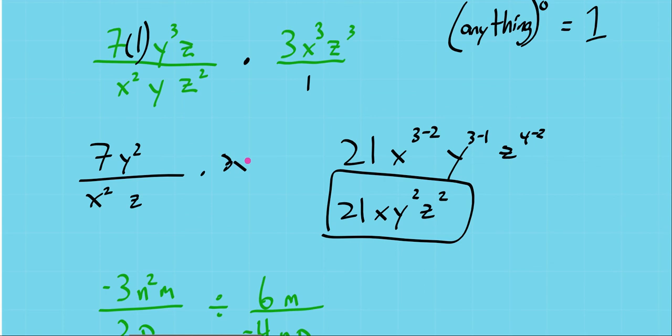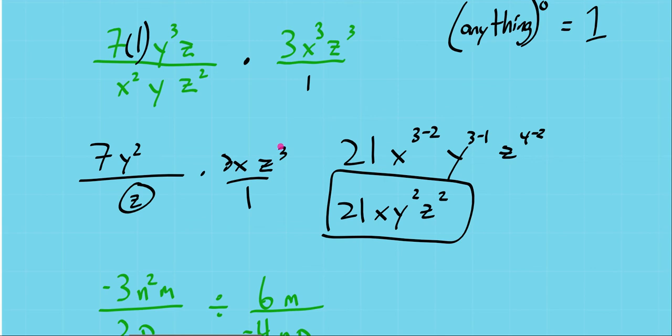If I have to then multiply it by this, I can write it over 1, and I might as well. Then I have now 3 x's on the top and 2 on the bottom. If I cancel 2 of those with 2 of those, I'm left with just 1 x over here. I've got 3 z's on the top, and I've got 1 z on the bottom.